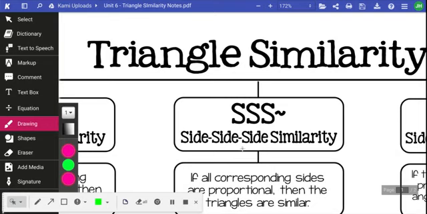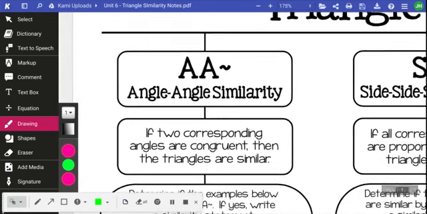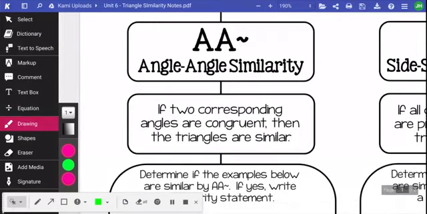We are doing triangle similarity, and we're going to use 3 theorems to prove that triangles are similar. So we'll talk about our first theorem. Our first theorem is angle-angle similarity, and what it says is if you have 2 corresponding angles congruent in one triangle and in the other triangle, then they have to be similar. So all you need is 2 matching angles from one triangle to the other.